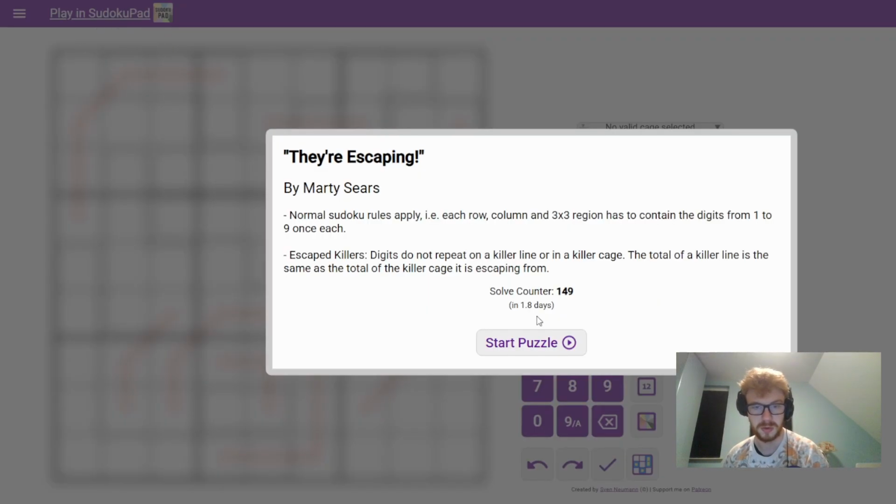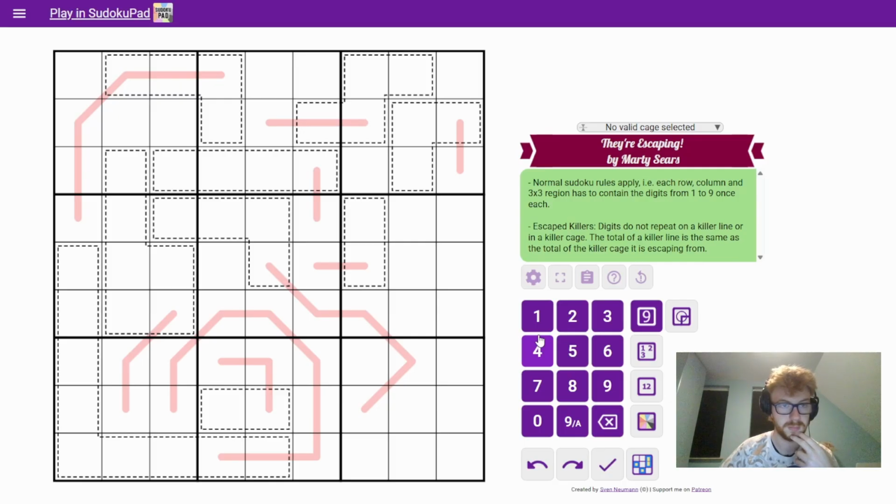Escape killers. Digits do not repeat on a killer line or in a killer cage. So the pink lines are killer lines. The total of a killer line is the same as the total of the killer cage it is escaping from. Okay.